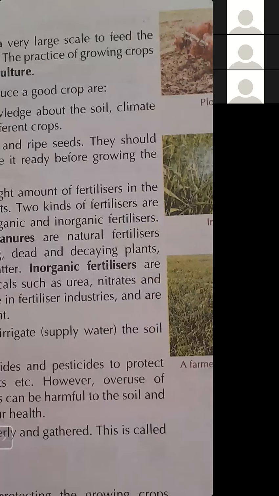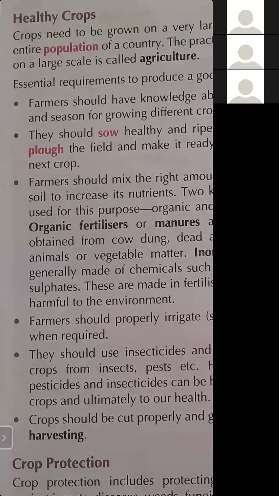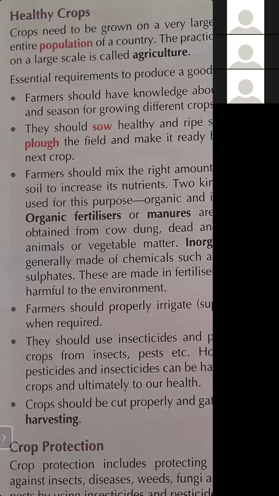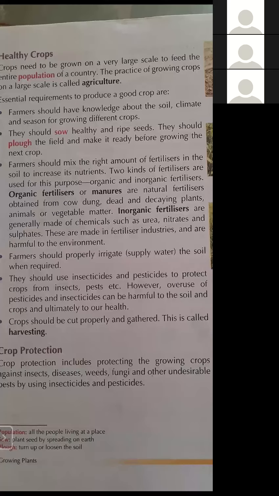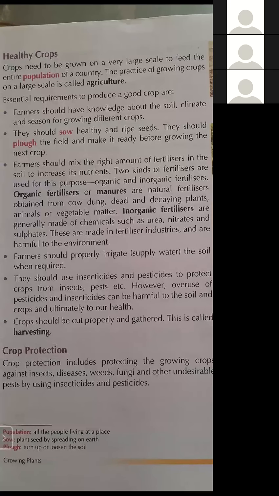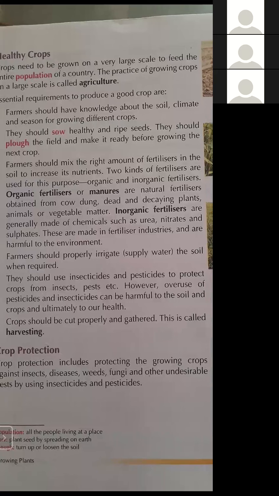So they should sow healthy and ripe seeds. A healthy seed will affect the production. Unhealthy seeds will not grow into healthy plants, but a healthy seed will develop into a healthy plant. So before sowing the seeds, farmers should separate healthy and unhealthy seeds so that healthy seeds can be sown.